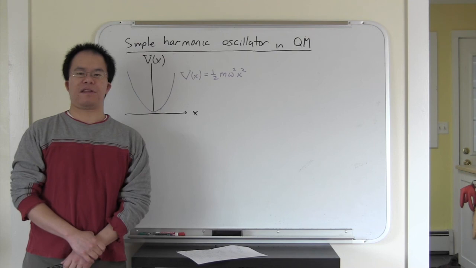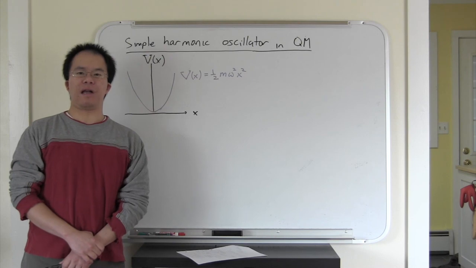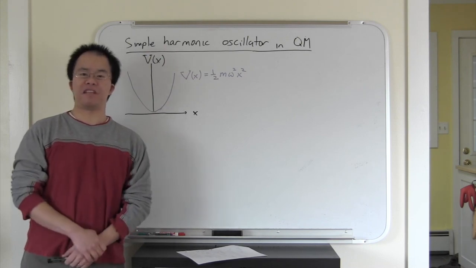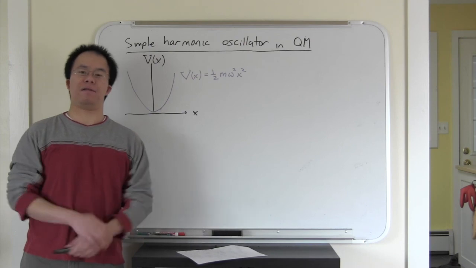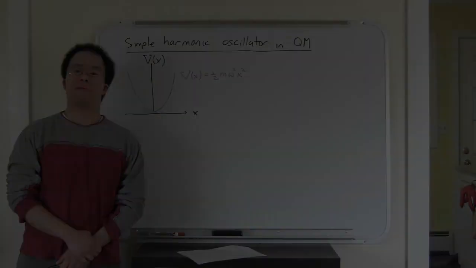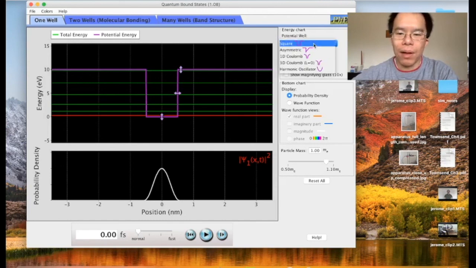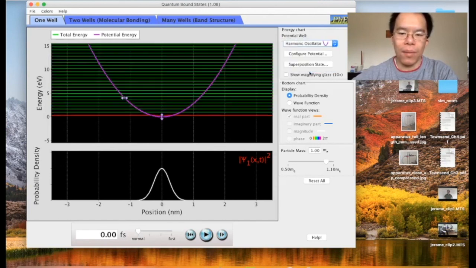Now that you've had the chance to think about what the first few bound state wave functions might look like, let's use the PhET quantum bound states applet to take a look at what they actually look like, and I'll point out some of the important physical features. So let's bring up this quantum bound states PhET again. You've looked at it a bunch of times for other things, but you might not have played with some of the other potential energies you can use. So if I go and change the potential well to harmonic oscillator, we get the following.